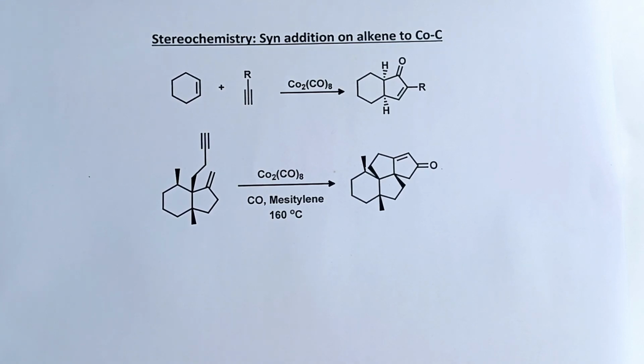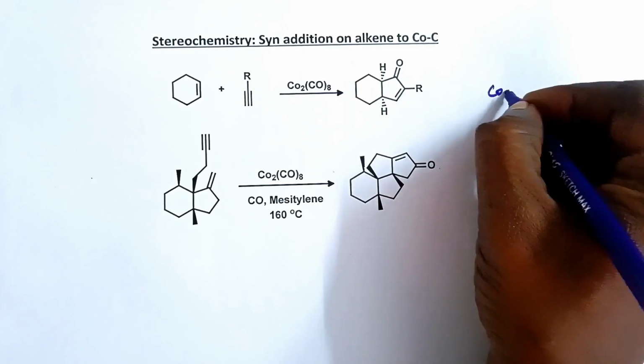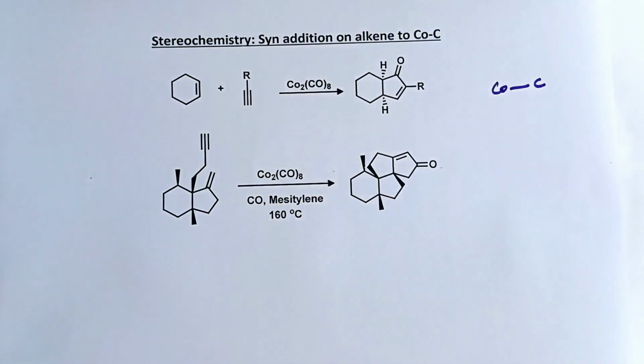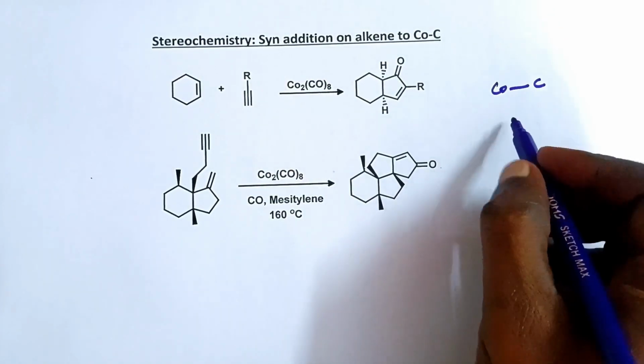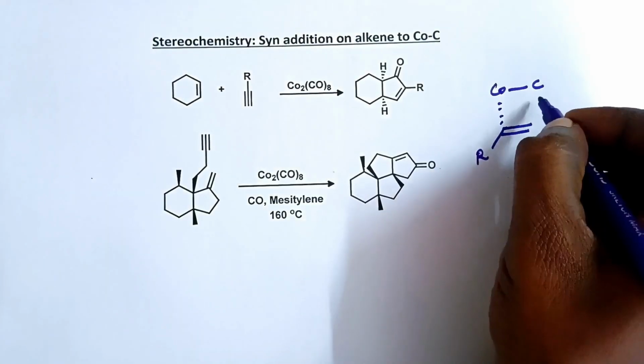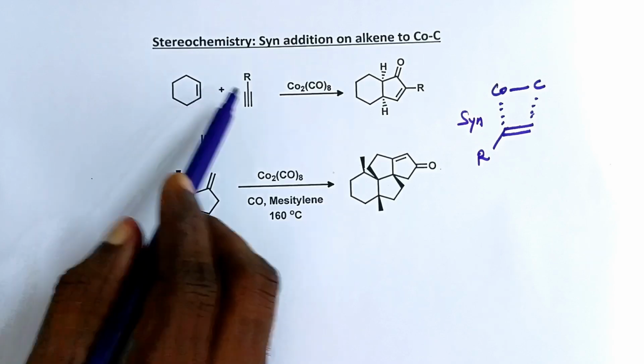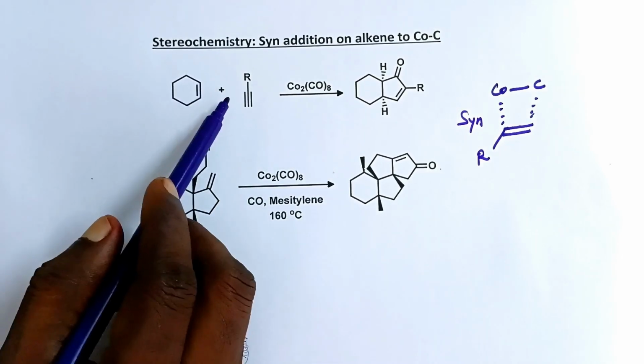How about the stereochemistry? Actually, the addition of alkene to the alkyne is a syn addition. If we go through the mechanism, you will find a cobalt-carbon bond in an intermediate. There will be an intermediate formed between the alkyne and cobalt complex. In that intermediate, you can find the cobalt-carbon bond. With that, the alkene addition takes place. So this addition is a syn addition.